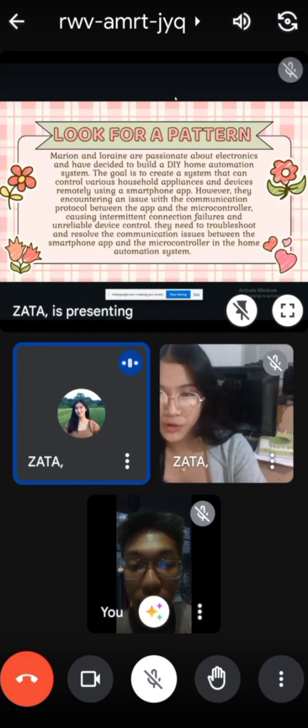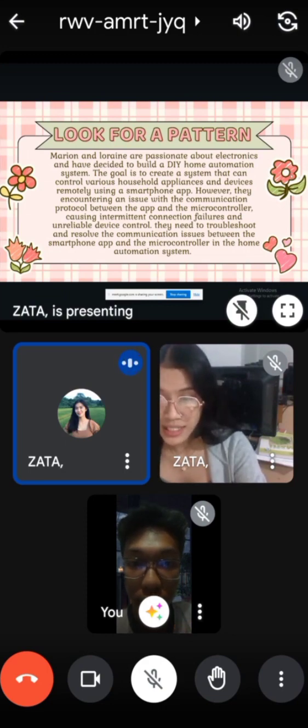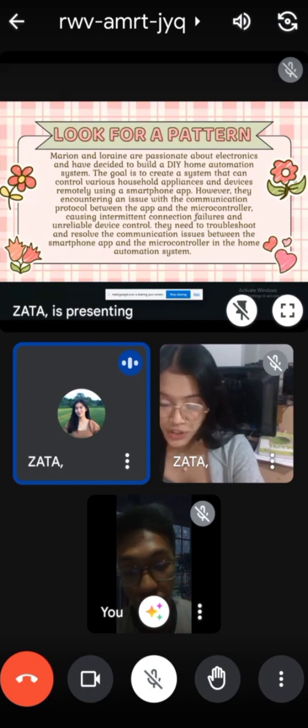Our strategy is look for a pattern. So Marion and Lorraine are passionate about electronics and have decided to build a DIY home automation system. The goal is to create a system that can control various household appliances and devices remotely using a smartphone app. However, they are encountering an issue with the communication protocol between the app and the microcontroller, causing intermittent connection failures and unreliable device control. They need to troubleshoot and resolve the communication issues between the smartphone app and the microcontroller in the home automation system.